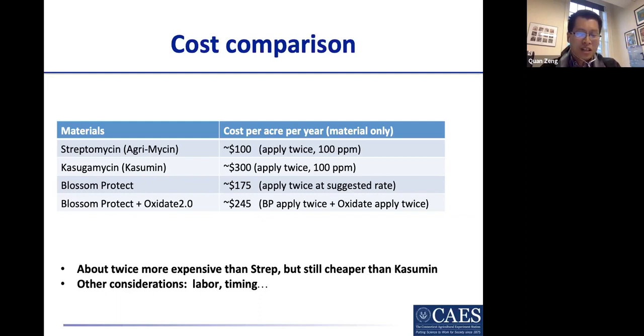Even though the cost is higher than strep, considering that the organic treatment can help manage antibiotic resistance, it would still be cheaper than when you have strep resistance in your orchard and have to rely on alternatives such as kasugamycin to manage fire blight, which is about three times higher than strep.